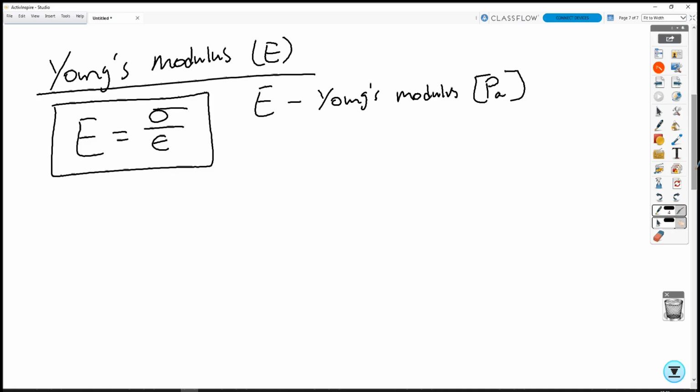Now, the reason why I gave you a second version of strain, where I used E instead of X, is because it makes the next equation easier to remember. So another way to remember the equation for Young's modulus is to substitute the equations for stress and strain into it, and then we'll get another equation. So sub in stress is equal to F over A, and strain is equal to E over L.